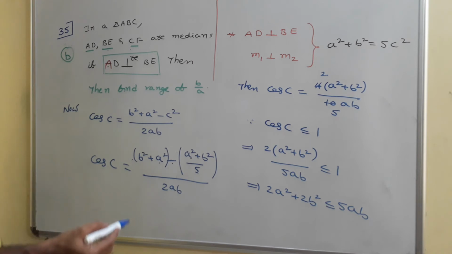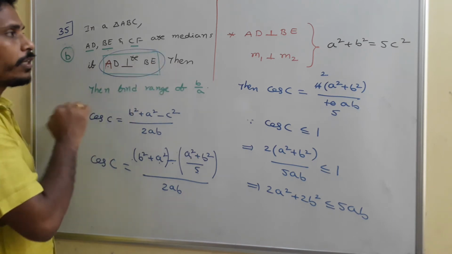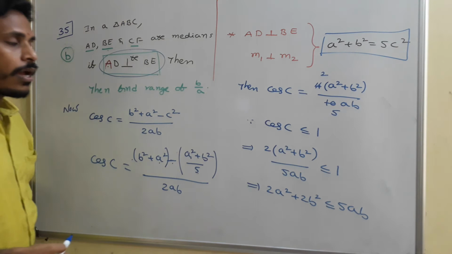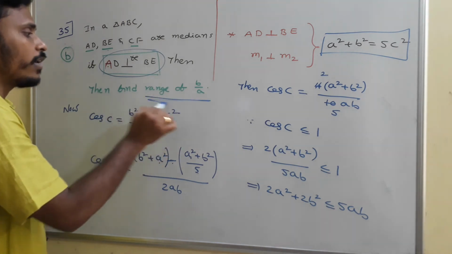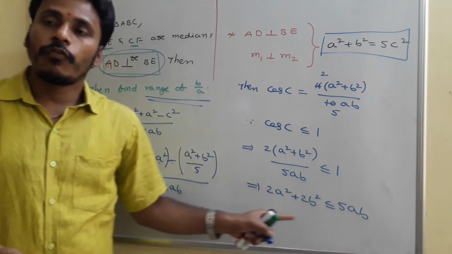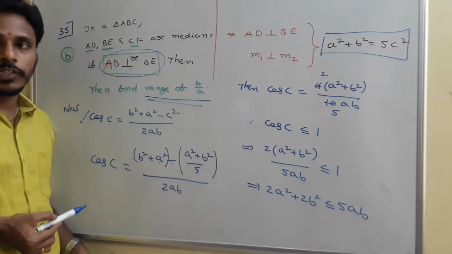Again from this I need to simplify it. First of all, just have a look. Once again I am repeating: if AD is perpendicular to BE, we have a square plus b square is equal to 5c square. And to find the range of BA, I am identifying a relation in terms of AB. For that identification, I started my discussion with cos C.